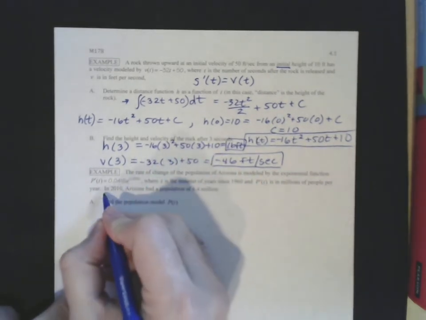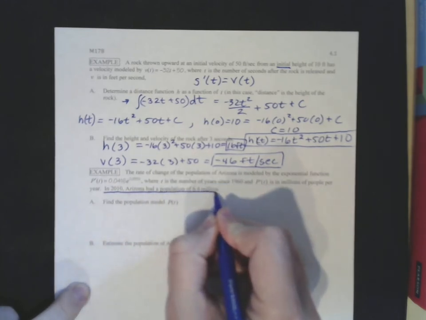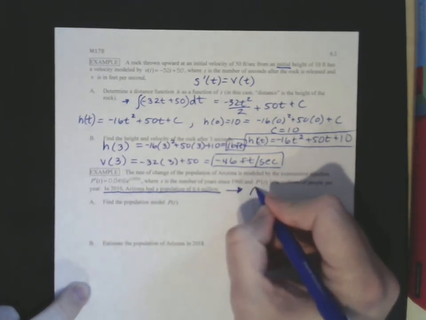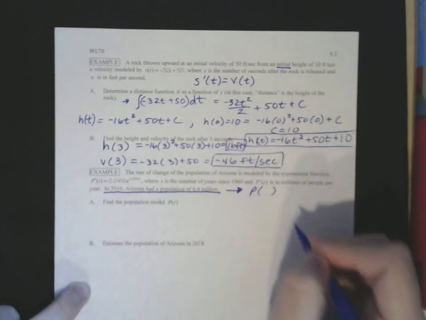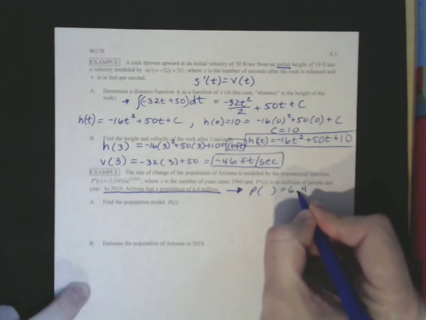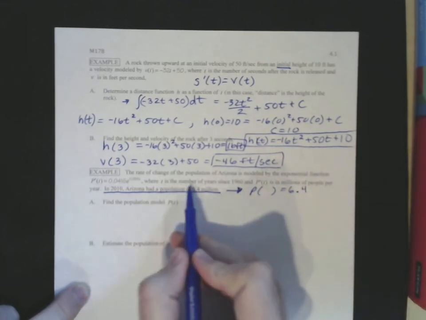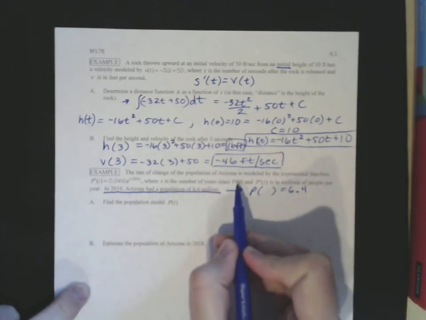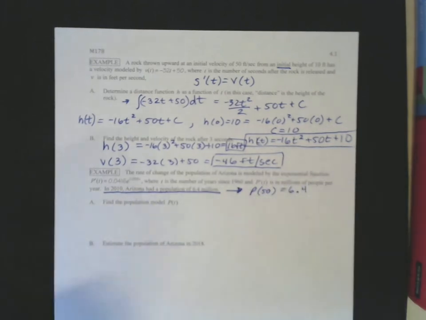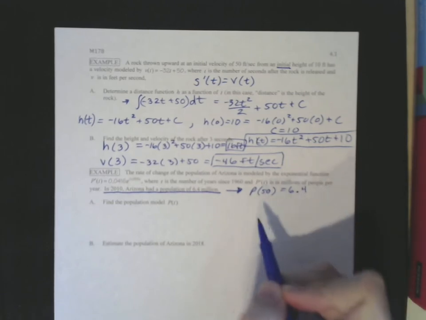So before we get going, we're going to key in right here and just translate this to math. So this means that our p of whatever number of years that is equals 6.4. And t is the number of years since 1960. 2010 is 50 years later. So this is telling us our initial condition. P of 50 is 6.4. So in part A, when it says find the population, we are solving the initial value problem.